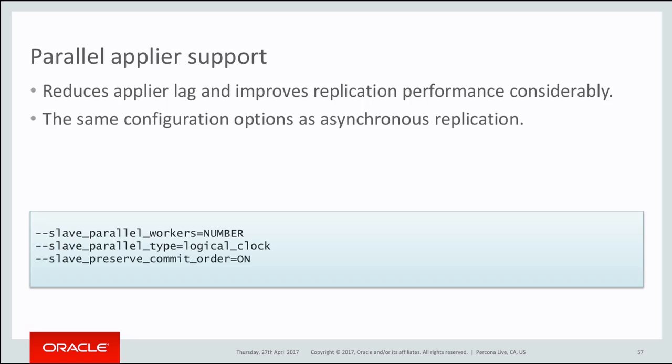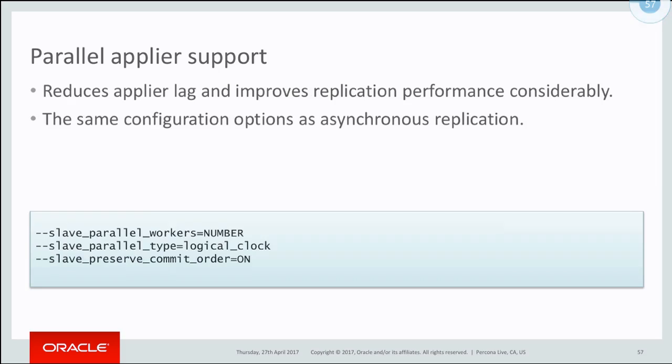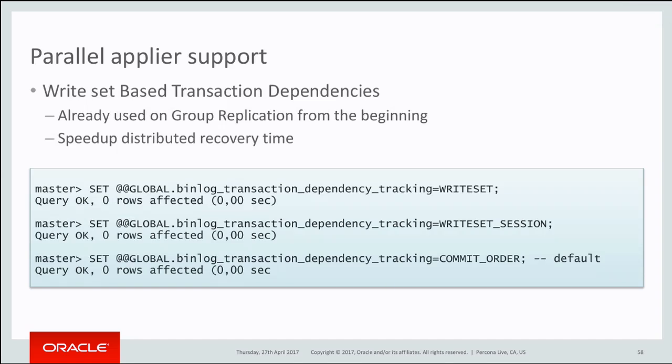If you were at Luis' session before or Jean-Francois' this morning, you know that there is a new mode in 8.0, which is write-set-based transaction dependencies. This was made for group replication and has now been backported to normal replication. So even if on replication we do not set this special mode, it's already there. It's already used internally. So we have write-set parallelization. It's really fast. There is almost no slave lag. Of course, it depends on the workload. But if you want to speed up the distributed recovery time, you should set this up. That will make the recovery even faster.